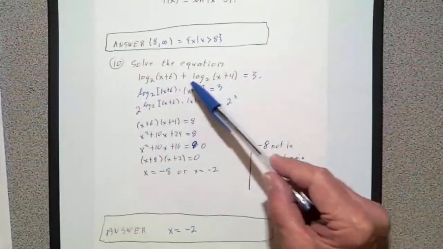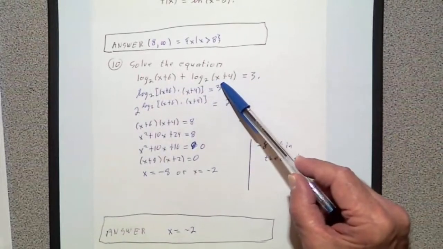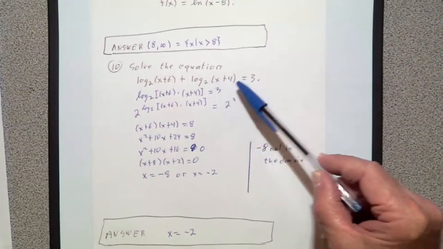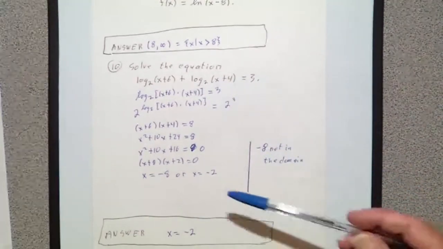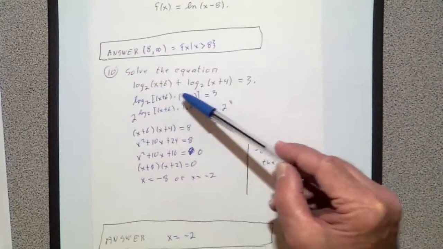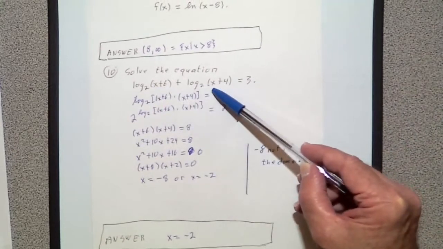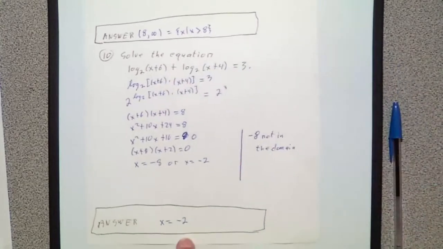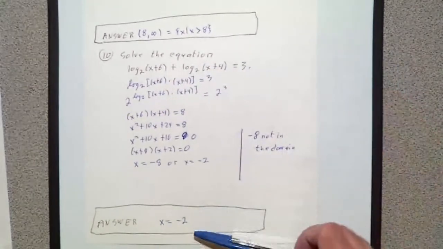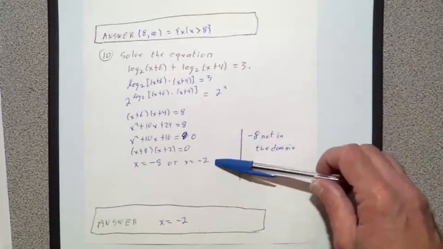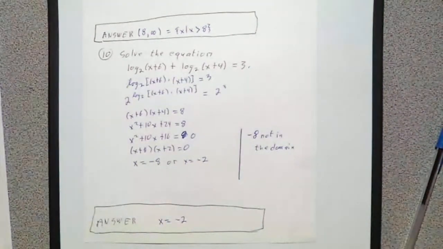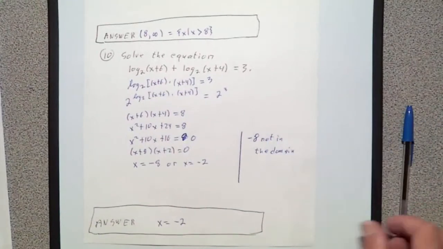Negative 8 is not in the domain. If you stick a negative 8 in for x, you're taking the log of a negative number. That's like dividing by 0. It's meaningless. So negative 8 is no good. Negative 2 is good. You plug a negative 2 in for x, you're taking the log of positive numbers. So this has one and only one solution, namely negative 2. If you got this as 2 solutions, that was worth 8 points, and 2 points for recognizing that this one is no good.